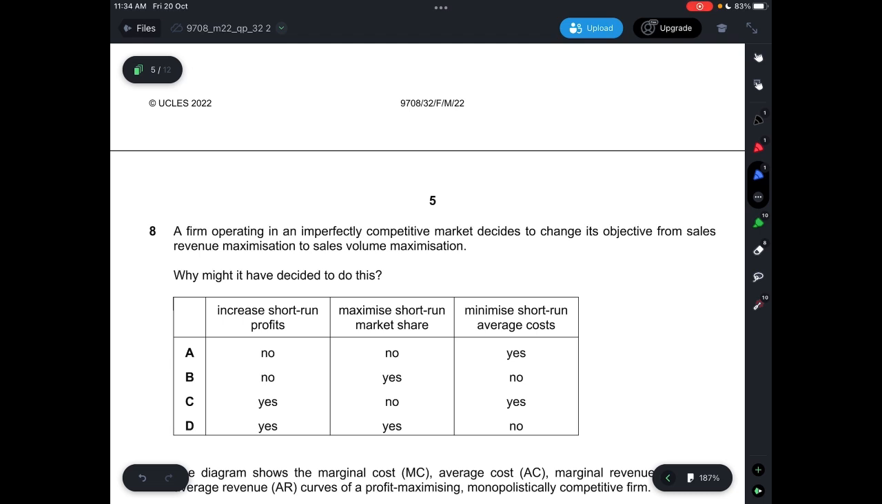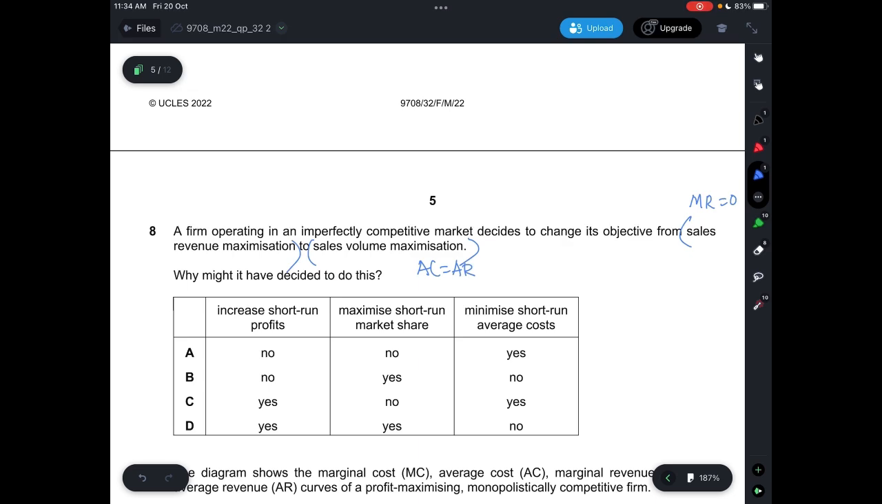Okay, question 8. A firm operating in an imperfectly competitive market decides to change its objective from sales revenue maximization to sales volume maximization, and why might it have decided to do this? Okay, so if you were to change from sales revenue maximization to sales volume maximization, this means you are changing from MR equals to 0 to AC equals to AR. Okay, you're just breaking even. So why might I have decided to do this?